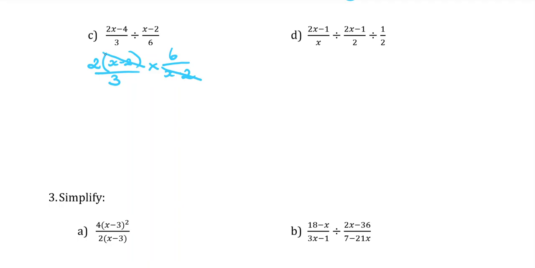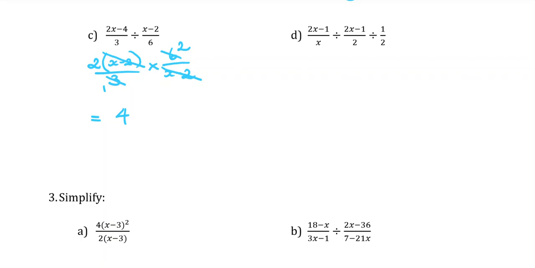The 3 and the 6 can cancel to be a 1 and a 2. Multiplying the top together, 2 times 2 is 4, and on the bottom we would have 1, but 4 over 1 is just equal to 4, so we're going to leave it like that.